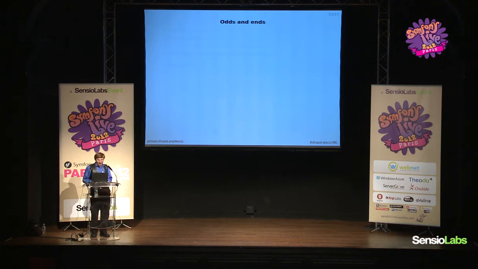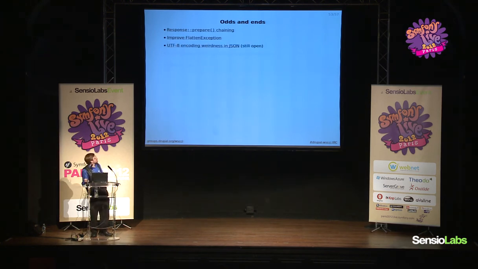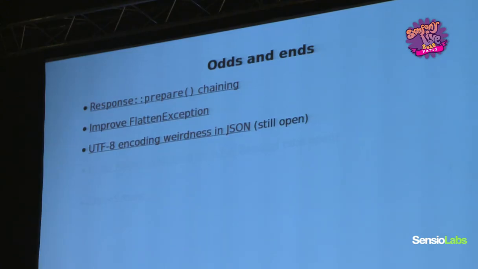A couple of others, just some odds and ends pull requests that we filed. This one is still open, so there's some encoding weirdness with JSON in the JsonResponse object right now. What's that? He just fixed it, thank you. I like this relationship.